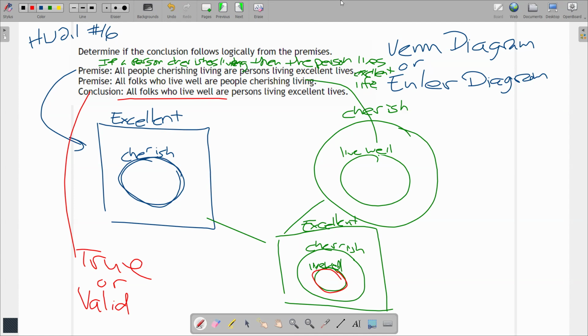Next, I'm going to back up in the homework and look at some more complicated truth tables based on the truth tables we know.